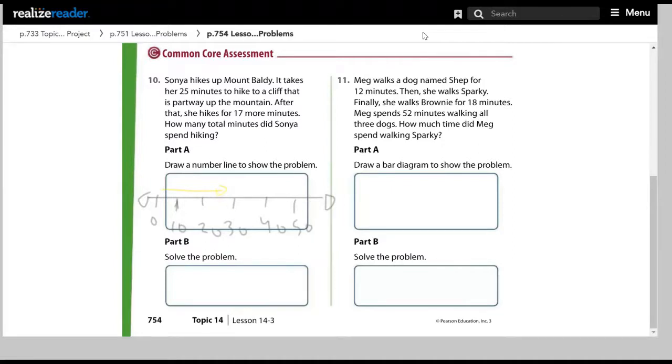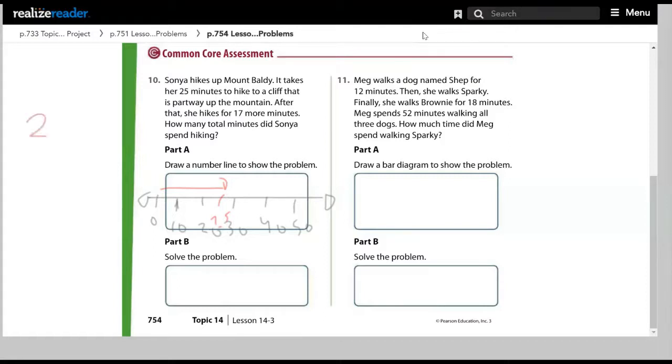Let's change the color to make it more clear, red. So from 0, the 25 is between 20 and 30. This is 25. So from 0 to 25, we will show the arrow that she hiked for the first time 25 minutes, and then 17 more minutes. So we will do 17.